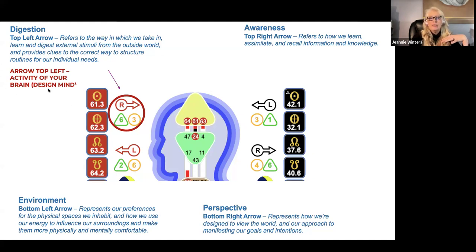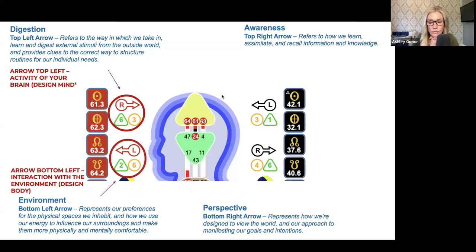I put the arrow top left, activity of your brain, design mind, in case anybody wanted to look it up with the proper terms. And then the other side, we'll go down here. Again, remember, this is the design side. This is the side that you don't know about yourself until you grow into it. The arrow bottom left is interaction with the environment. It represents our preferences for physical spaces that we inhabit and how we use our energy to influence our surroundings and make them more physically and mentally comfortable.